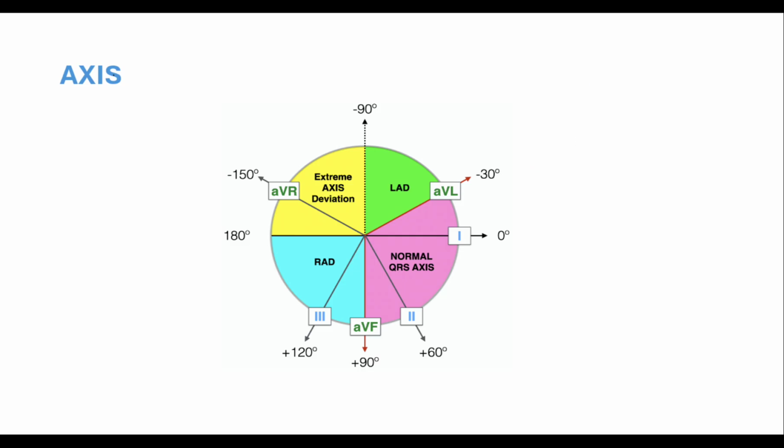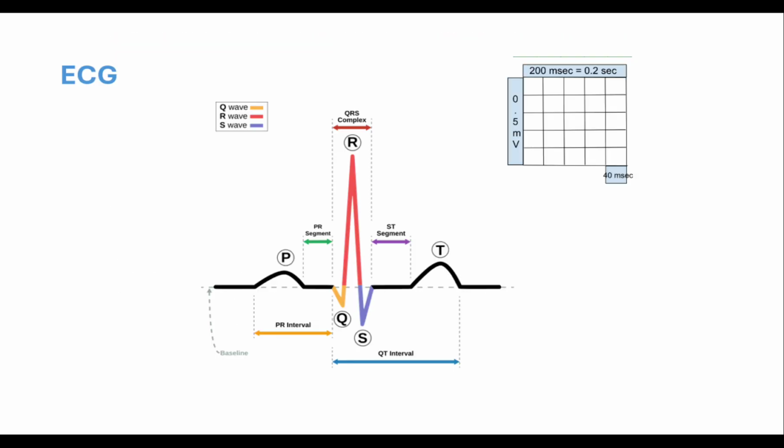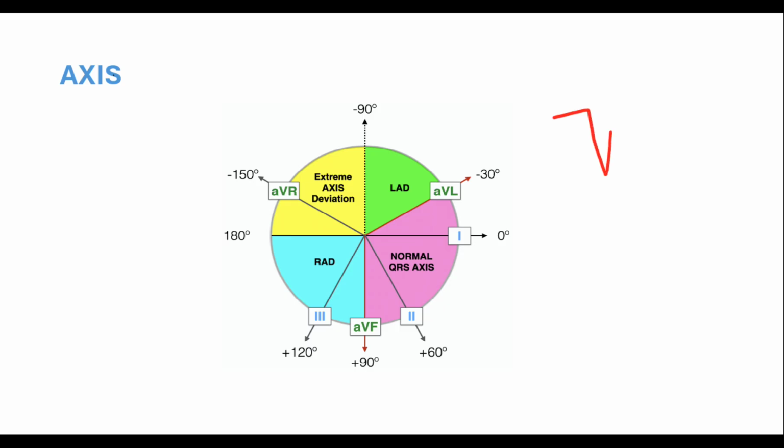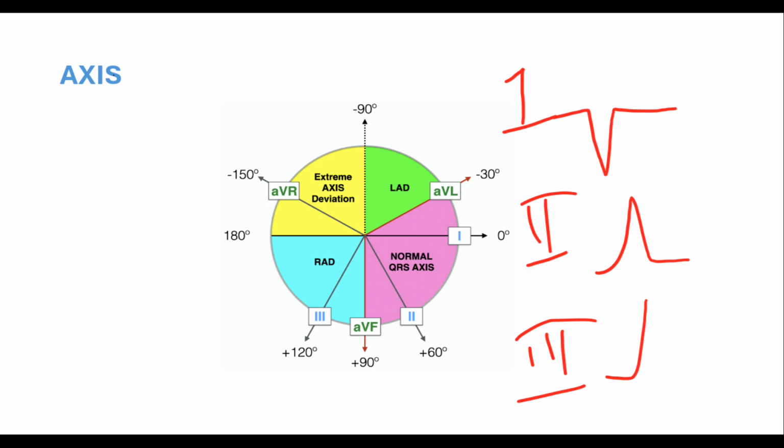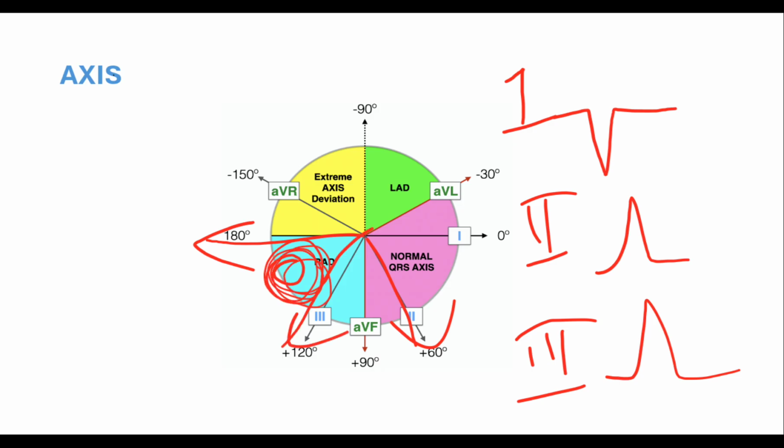Another example is when lead 1 is negative, lead 2 is positive, lead 3 is also positive. Lead 1 is negative means it's over 180 degree, lead 2 is positive, lead 3 is positive. Where is the resultant coming? It's coming a little bit to the right side. So that is called right axis deviation.